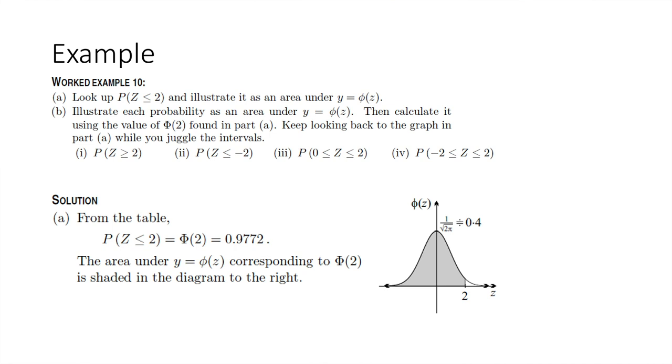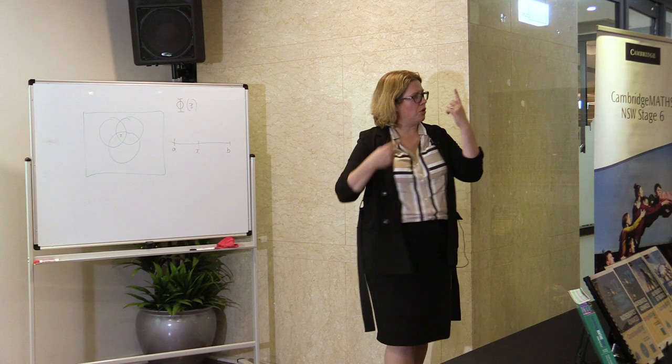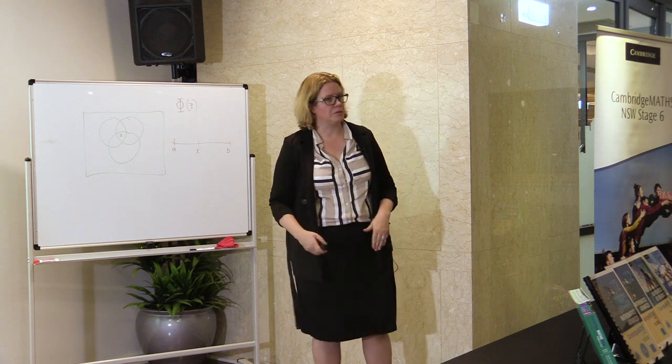So I could use that information to now answer all of these questions because of symmetry. If I know that this area here is 0.9772 and the total area is 1, then I can work out what this little bit here is, can't I? And by symmetry, it's the same as that. And here I know that's going to be half, so I'm going to take that off as well, and so on and so on. So you can play around with the areas under the curves. Once you've got one answer, the others all follow.